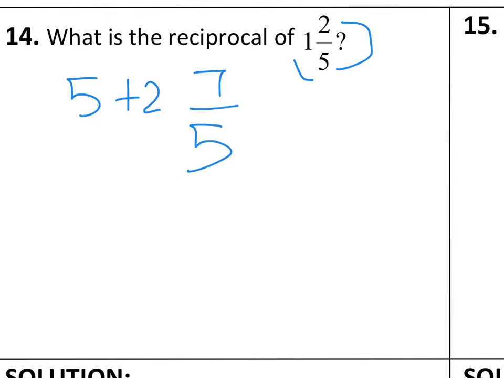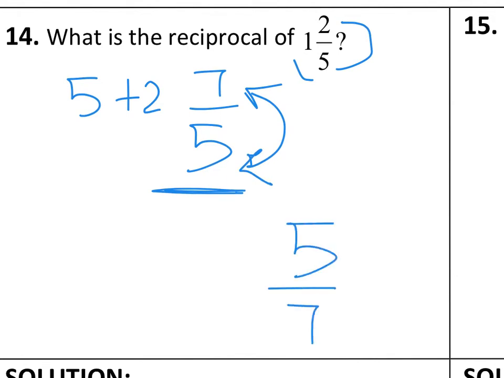And now we're going to take 7/5 and find the reciprocal of that by flipping the top and the bottom. So 5/7 would be the reciprocal of 1 2/5.